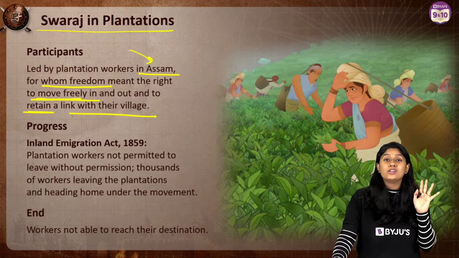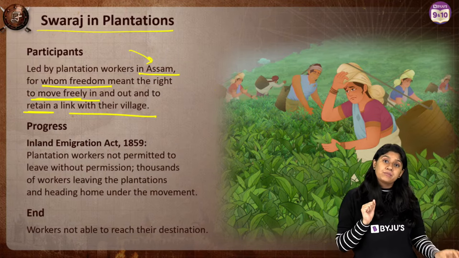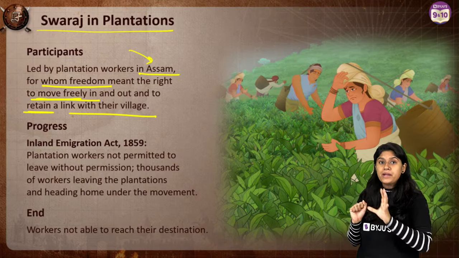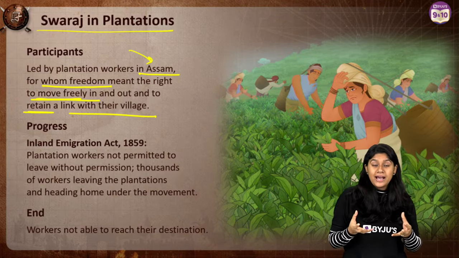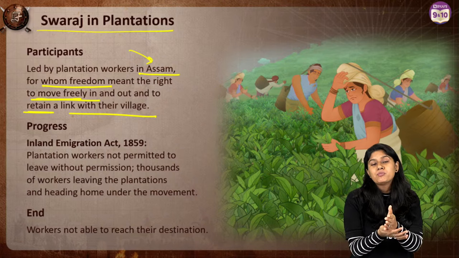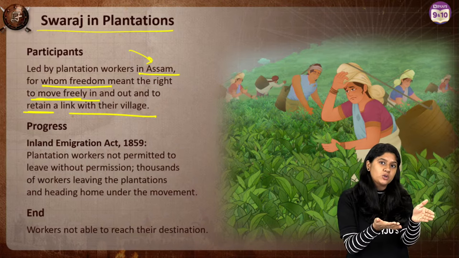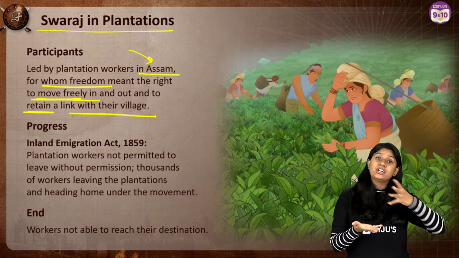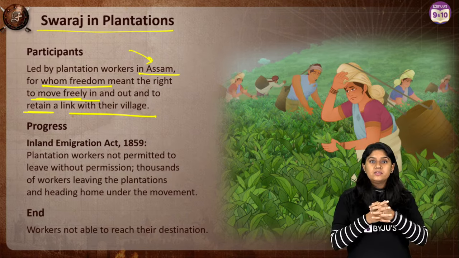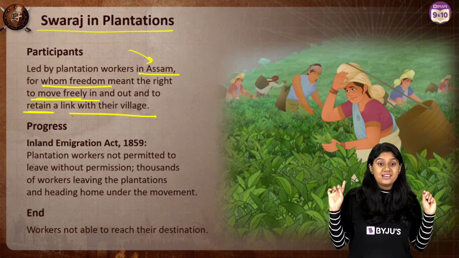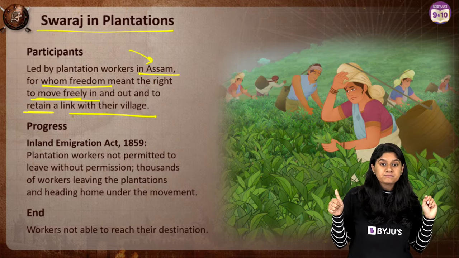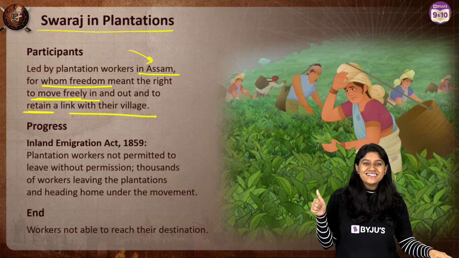They can go back to their villages also. So for them, non-cooperation movement meant that if they support this movement, they'll be able to go back to their home. They'll be able to have the freedom of moving in and out of their particular closed area. Everyone, are we clear? All of you, are we clear?